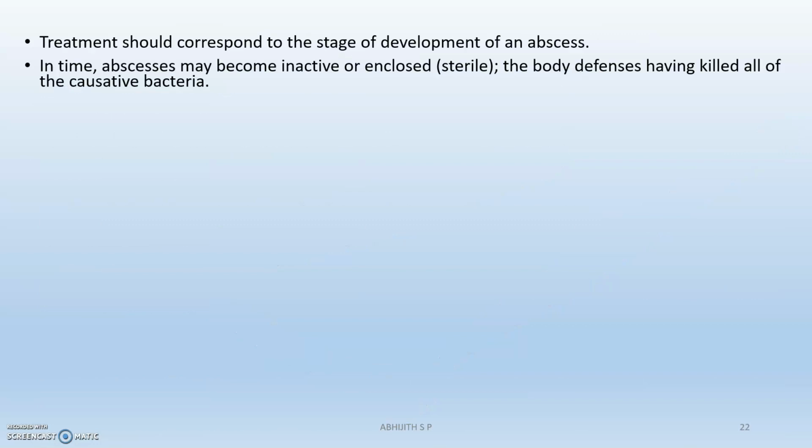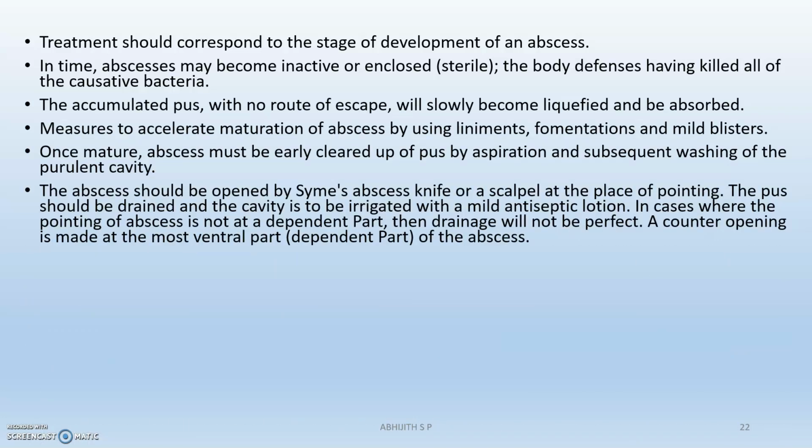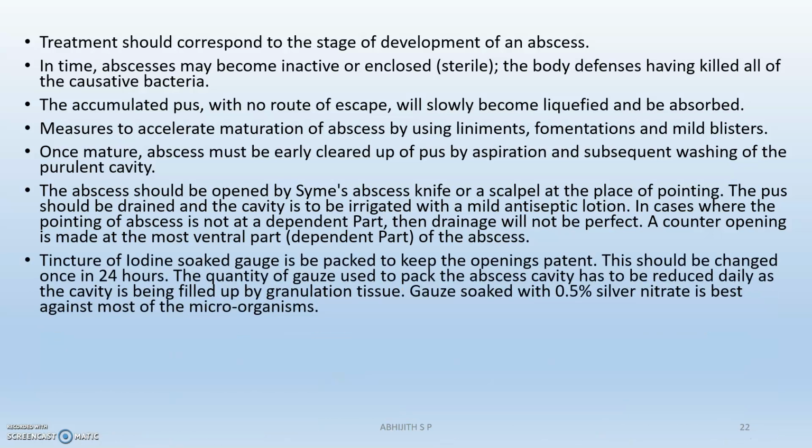Treatment should correspond to the stage of development of an abscess. So first of all, we have to understand the development of the abscess, then go for treatment. The abscess should be opened with a Syme's abscess knife or scalpel at the point of pointing. The pus should be drained and the cavity irrigated with a mild antiseptic lotion. Tincture of iodine soaked cotton gauze should be packed to keep the opening patent, and we have to use silver nitrate against the microorganisms.